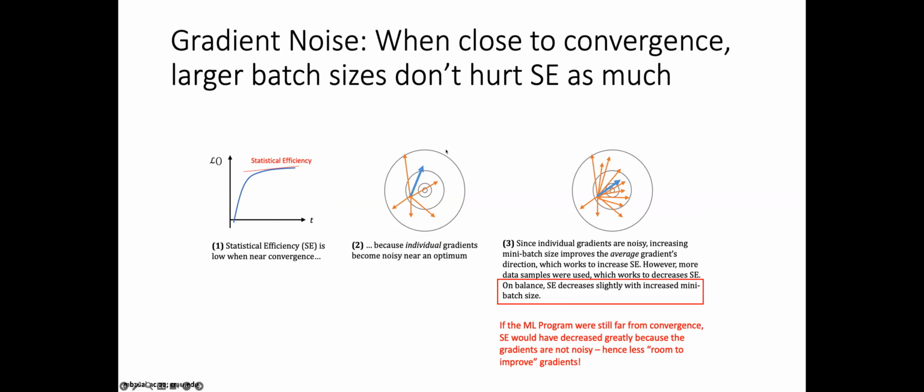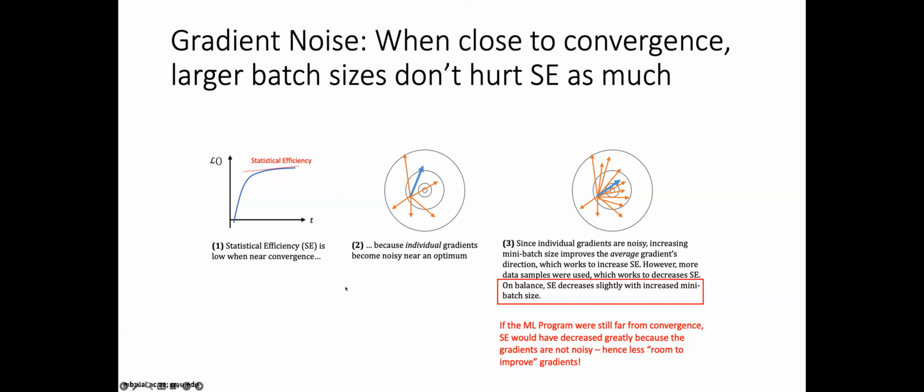And what you're actually taking is the average of those directions. That's your descent direction. Since the individual gradients are noisy, interestingly, if we increase the mini batch size while we're close to convergence, and put in a lot more gradients, the average direction is going to improve quite dramatically. On balance, stat efficiency has this interesting phenomenon where the closer you are to convergence, the more you can get away with a large batch size, which will improve throughput without hurting stat efficiency too much.